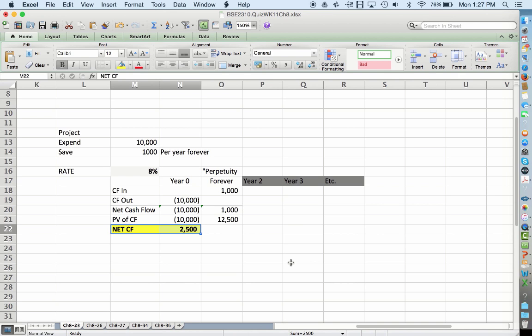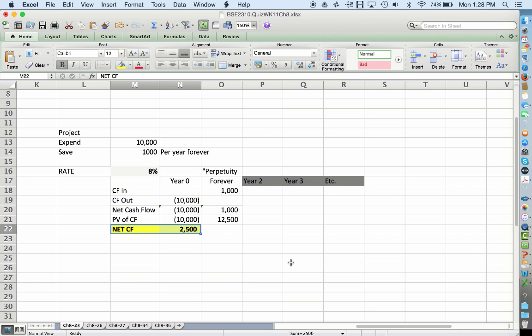So if we went out and we did some work on the exterior of the building and we spent 10 grand, we would pay ComEd $1,000 less every year. And we would say that the NPV of that project is $2,500. Seems like a reasonably good project. Okay?